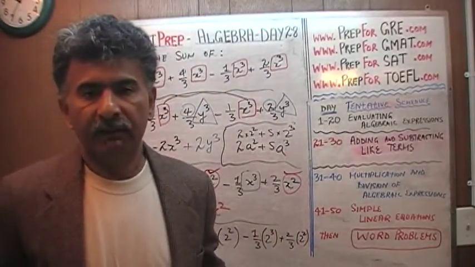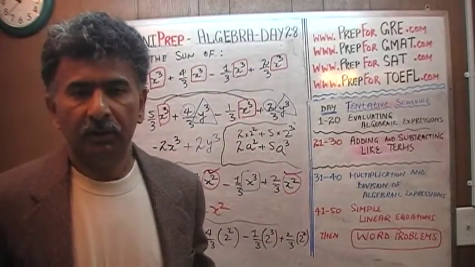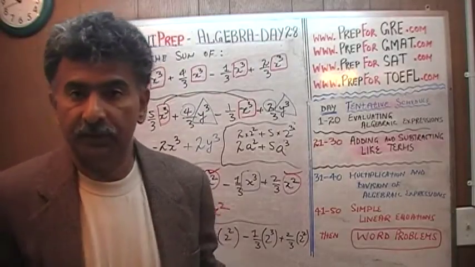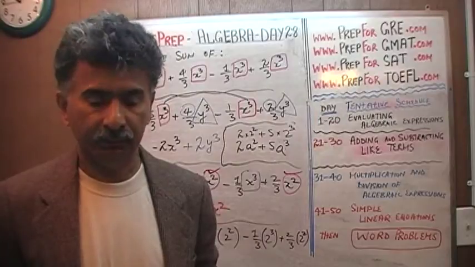It's like asking, what do you have if you have so many 2 squares and so many 2 cubes? Well, that's what you have. There's nothing you can combine there. You understand? You cannot put them together.